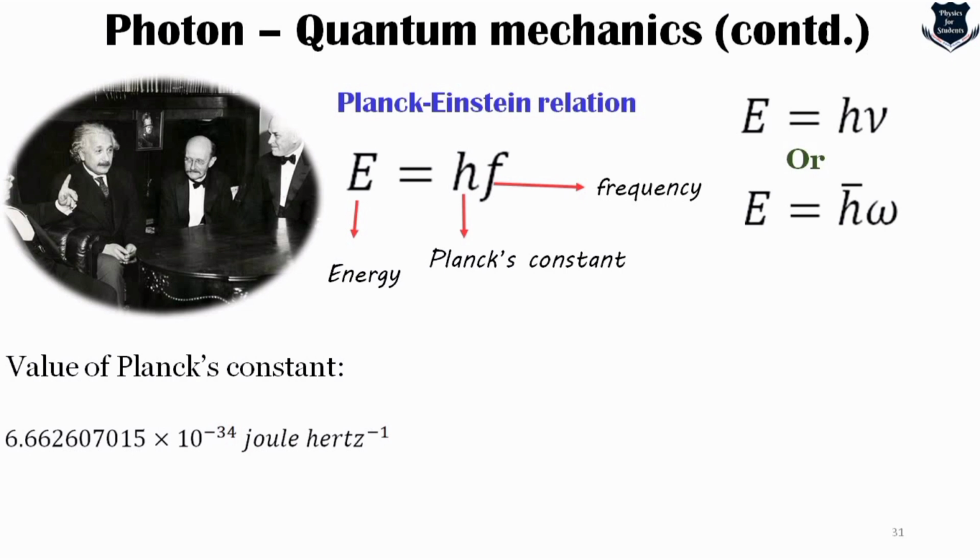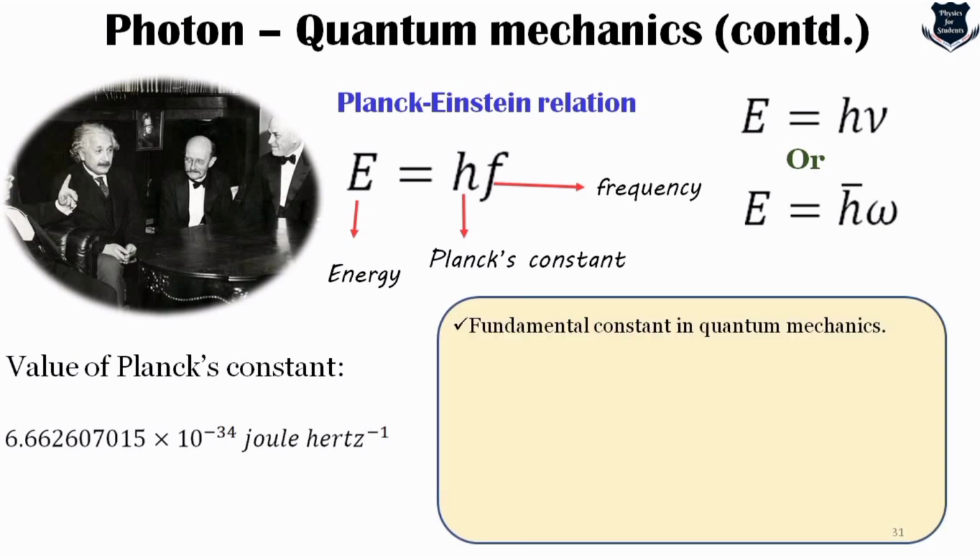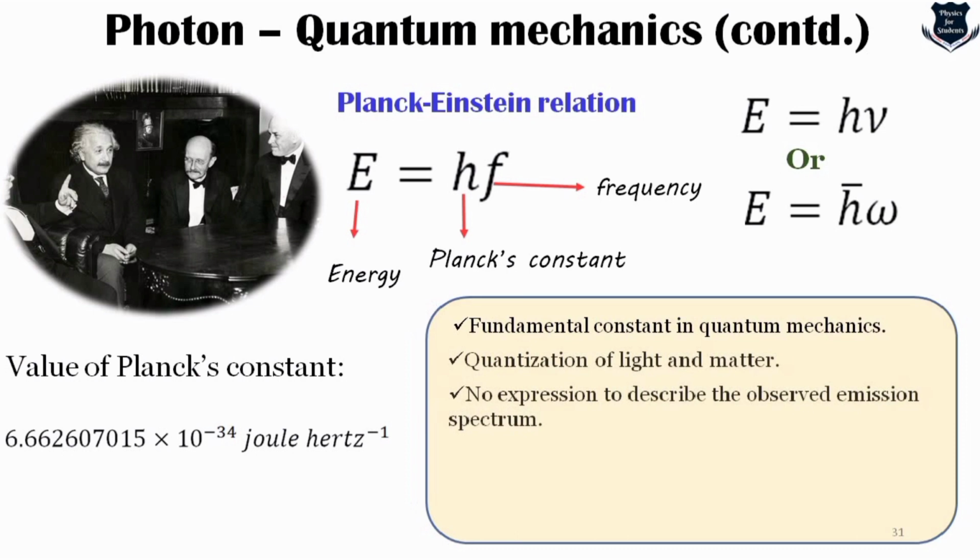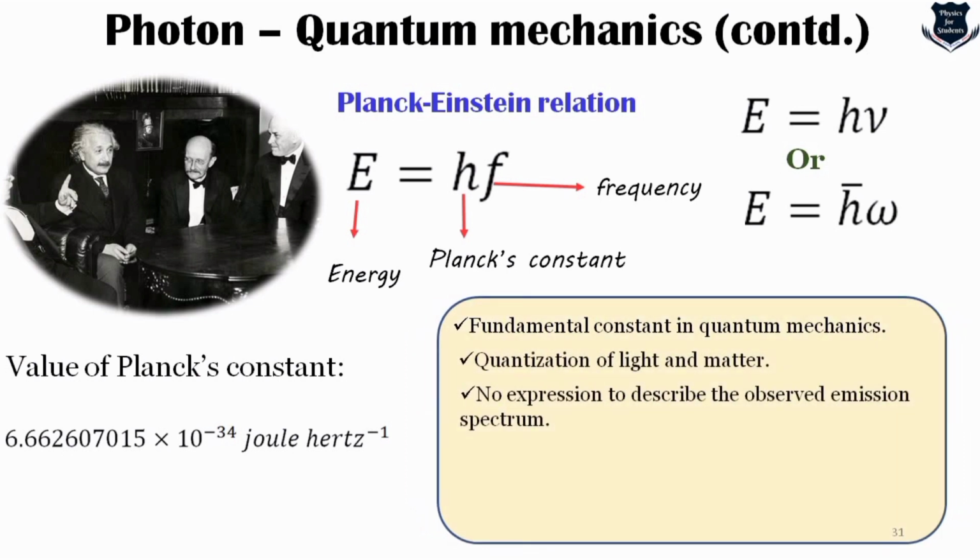It can also be written to this. So the relation accounts for the quantized nature of light and plays a key role in understanding phenomena such as the photoelectric effect and the blackbody radiation, which was later postulated by Planck. So now we need to understand that this one is the fundamental constant in quantum mechanics. It expresses the quantization of light and matter.